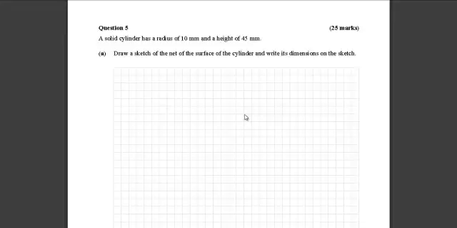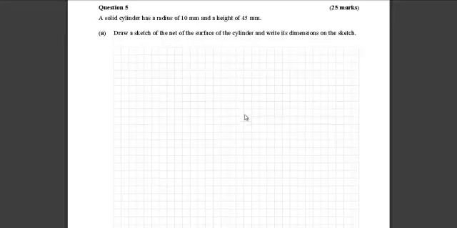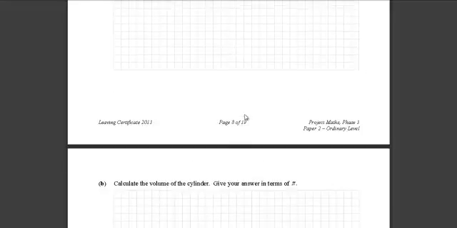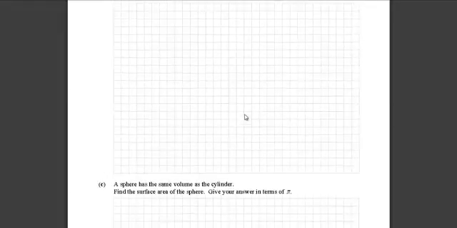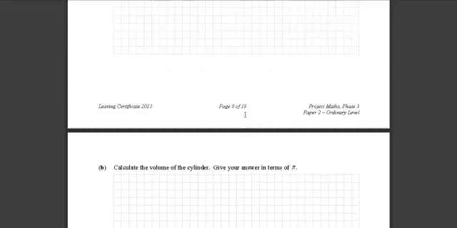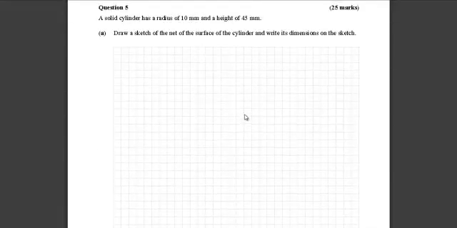Question 5 is worth 25 marks. And it has parts A, B, and C. So the first part is about sketching the net of the surface of the cylinder and writing its dimensions on the sketch.